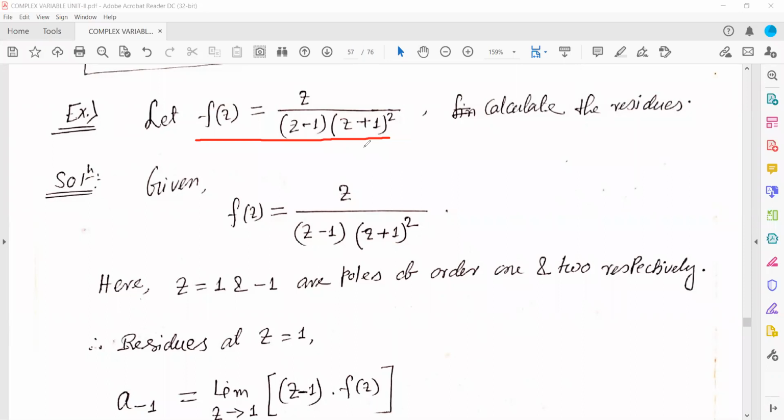So the first step is you need to find out the poles and the order of each pole for the given function f(z). So the simple way of calculating the pole is what?